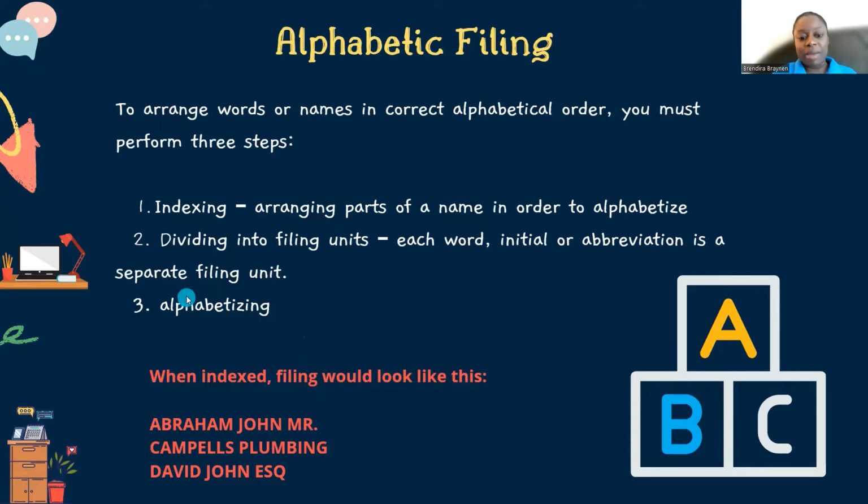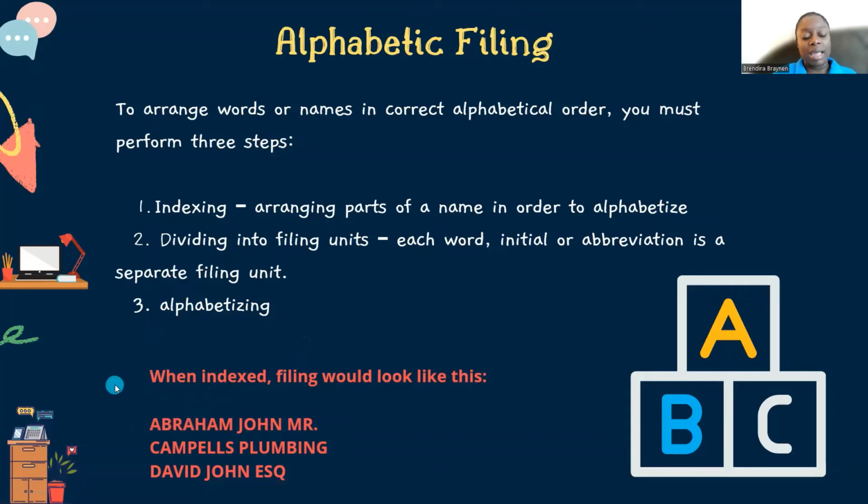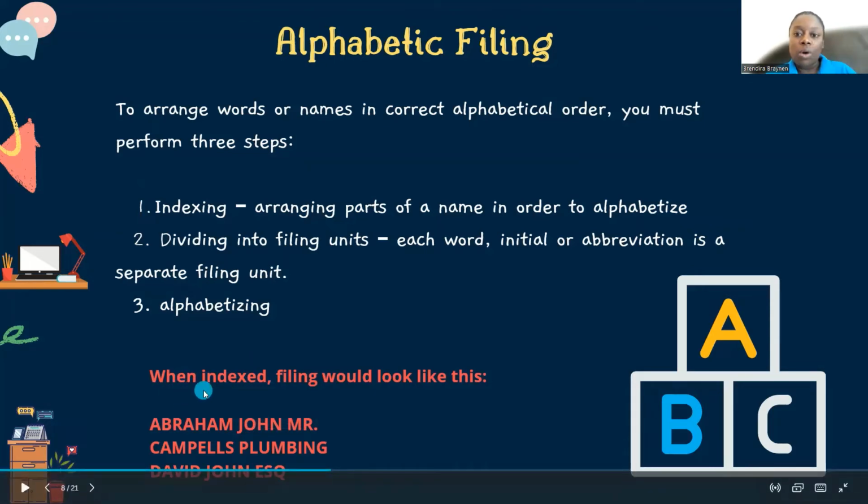And so in alphabetical filing, what I'm going to do from that point is compare the letters in each of the filing units, starting with the first. We have A, C, and D. And so therefore, Abraham is the first filing unit of John Abraham. There's nothing above A at this point. So A would be the first, then C, then D, then E, then F, then G, etc. Of course, if we had two that began with A, then we're going to look at the second letter to compare those two that begin with A.